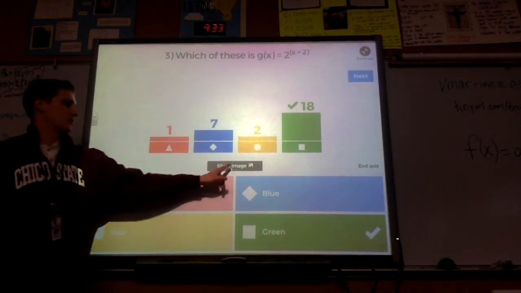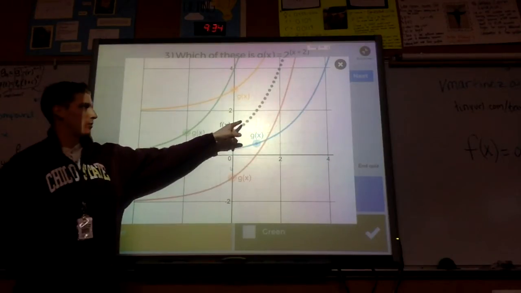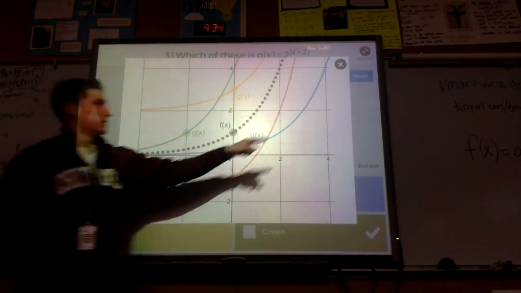So most of us said green. Why did we choose the green one? Peter? We're moving 2 units to the left. So we went from the black graph, the dotted one, to the green one. Very good.